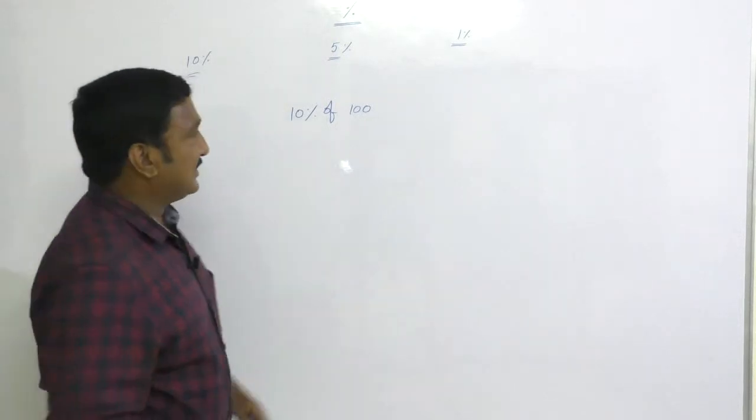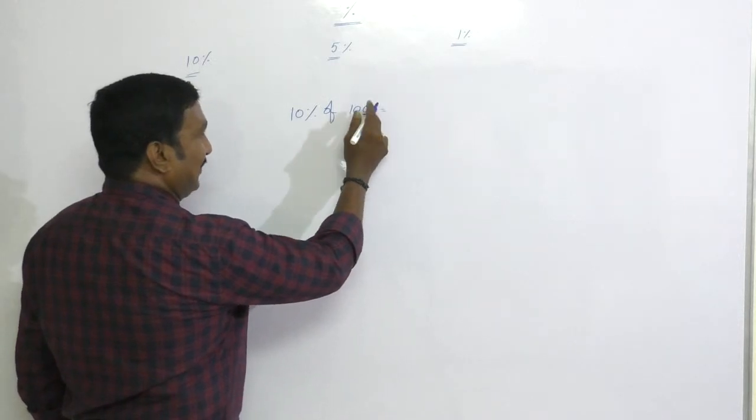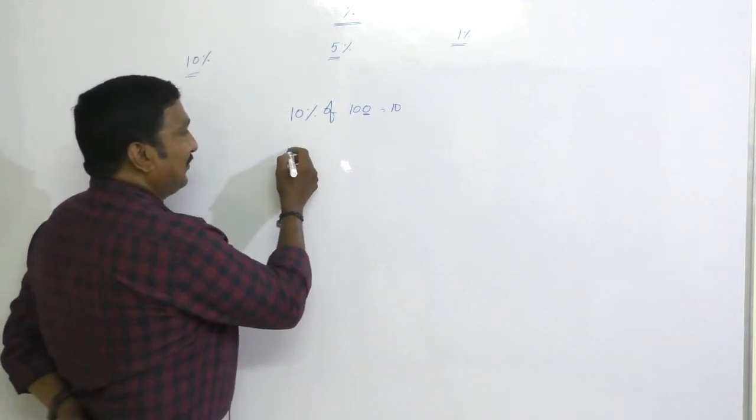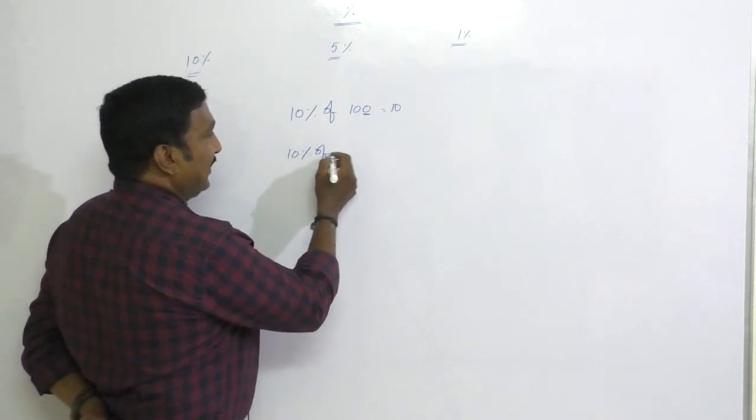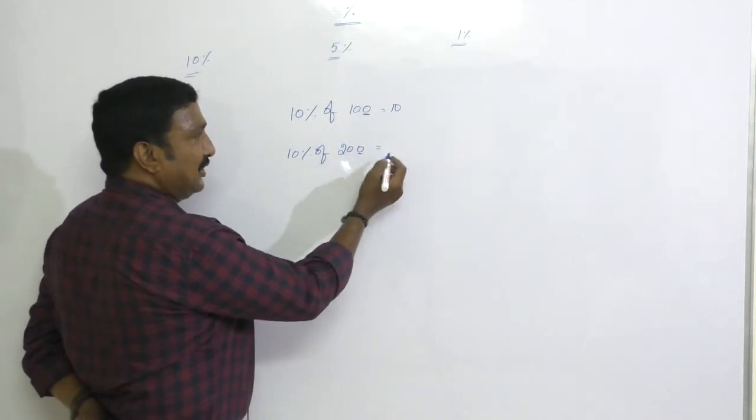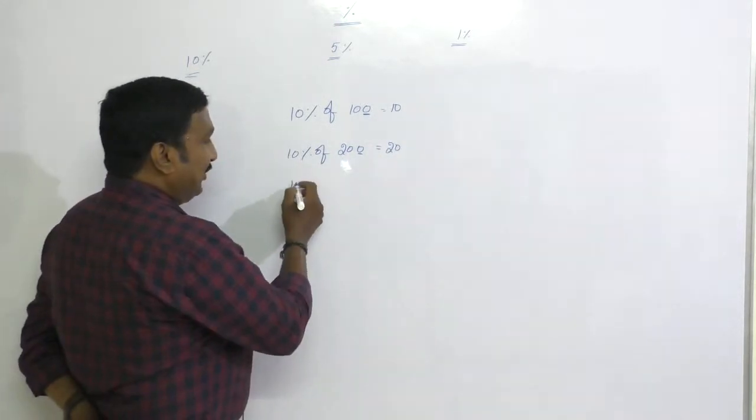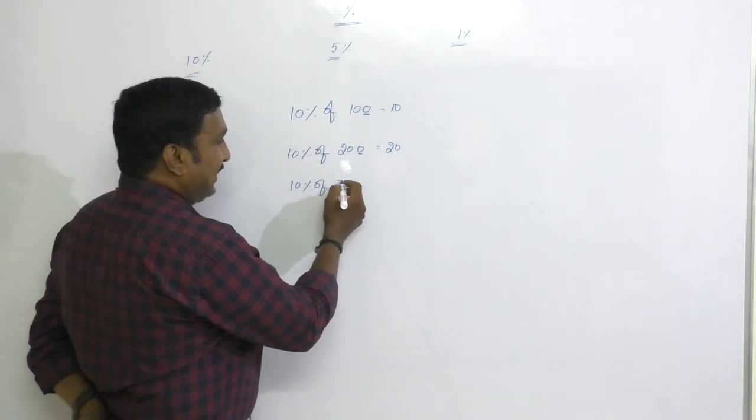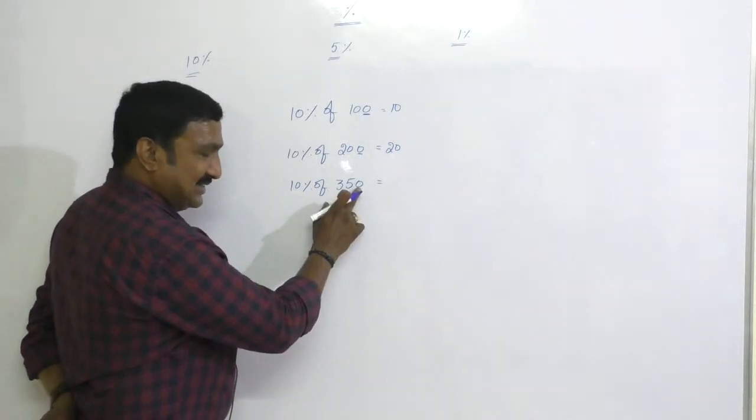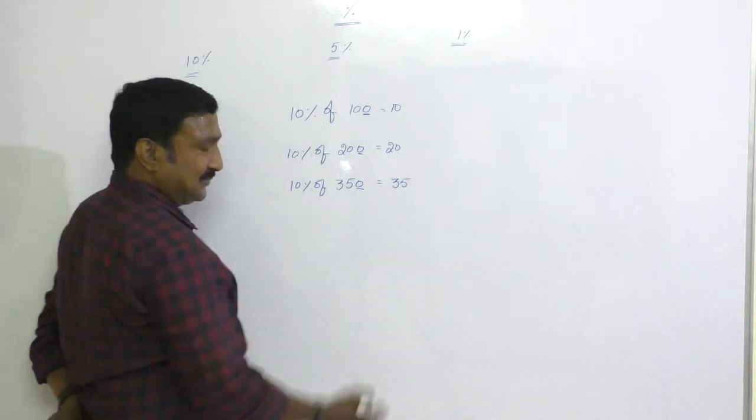Now how to calculate 10% of 100? The last digit is 0, so I eliminate the 0. So 10% of 100 is equal to 10. Similarly, 10% of 200: the last digit is 0, so I eliminate the 0, and the answer is 20. Suppose 10% of 350: the last digit is 0, so eliminate the 0, and we write only 35.